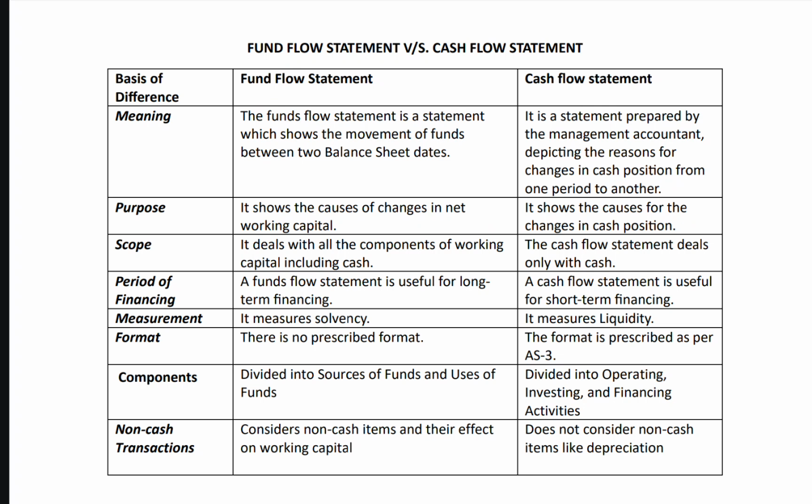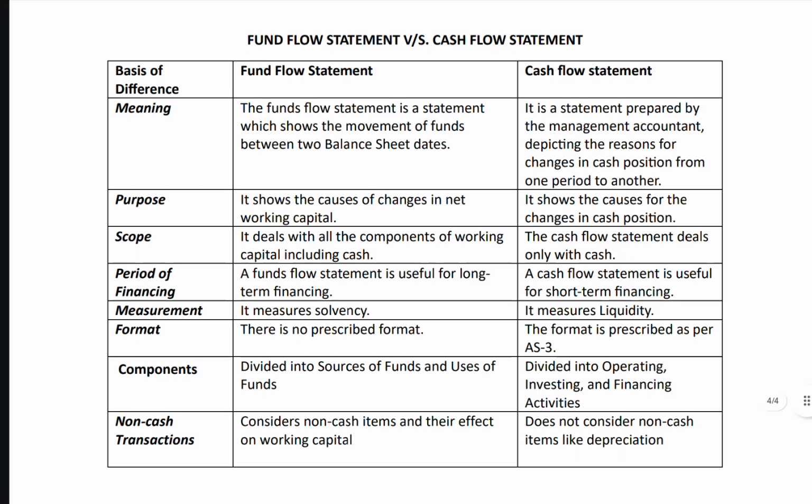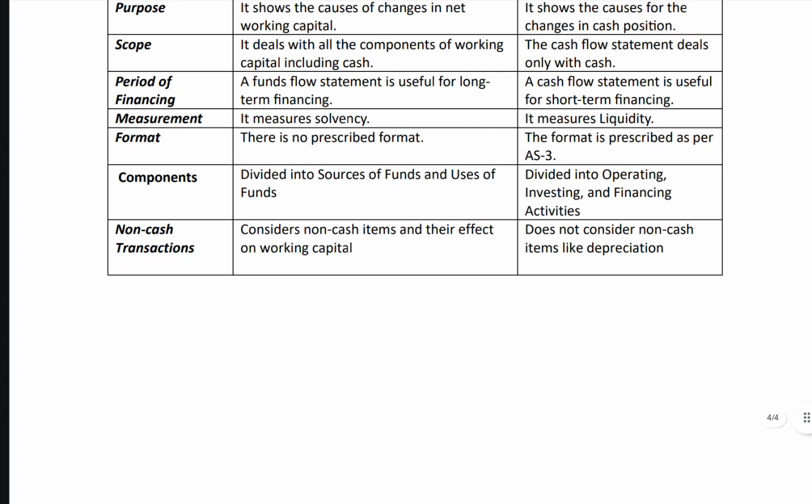That is scope. It deals with all the components of working capital. See, fund flow statement deals with everything including cash, okay, but cash flow statement ignores all other components, and takes into consideration only cash. What happened to cash? That's the one and only main focus of cash flow statement.